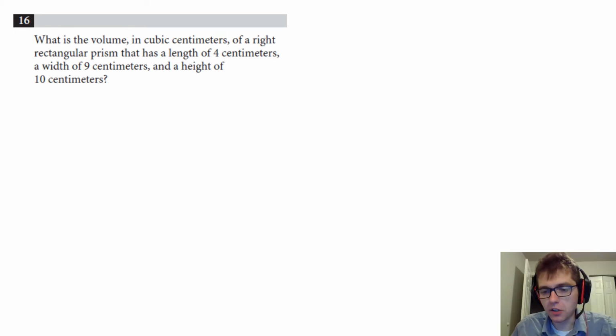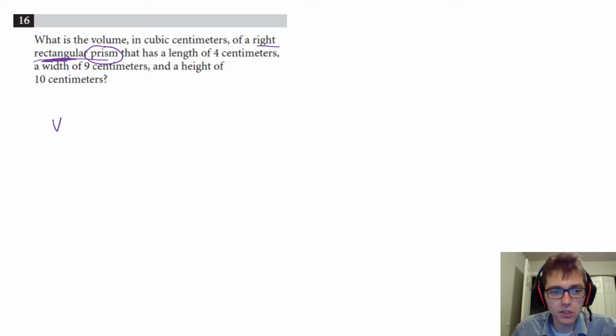Problem 16. I took a break there, sorry for the change in lighting. What is the volume in cubic centimeters of a right rectangular prism that has a length of 4 centimeters, a width of 9 centimeters, and a height of 10 centimeters? They give it to you right here, right rectangular prism, that just means a box. The only trick here is that when you think prism, you think of a triangular prism. You have to make sure to read rectangular and realize it's a box.